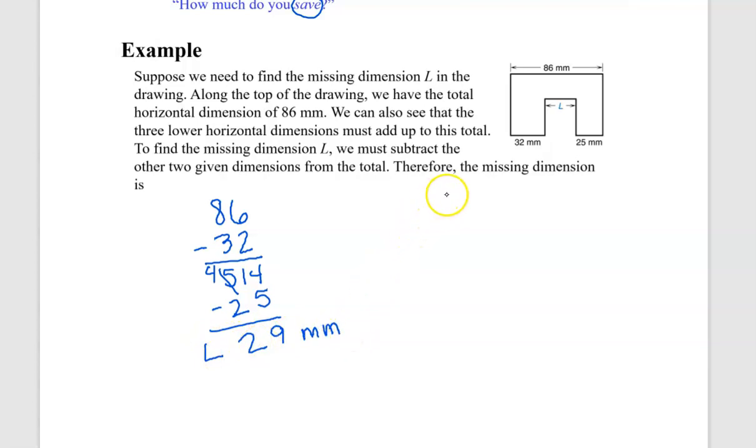Now, is there a way that I could check my work? Absolutely. I could add up 32 plus L, because this plus this plus this should equal my 86. Okay, and I can check and see if it works, right? 9 and 2 is 11. 11 and 5, 16. Carry a 1. That's going to be 8, which is what I was supposed to get. So I know that that's right.